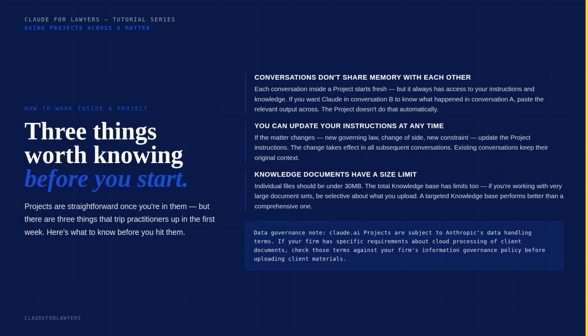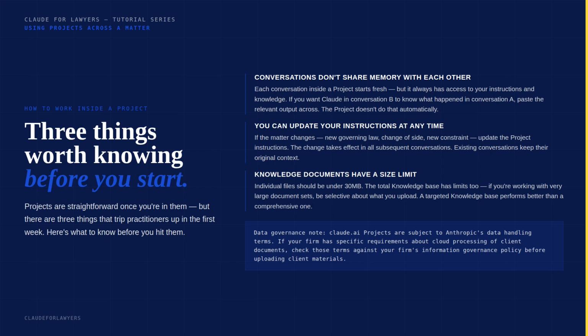3 things worth knowing before you start using projects on a real matter. First, conversations don't share memory with each other. Each conversation inside a project starts fresh, but it always has access to your instructions and knowledge. If you want Claude in conversation B to know what happened in conversation A, paste the relevant output across. The project doesn't do that automatically. Instructions and knowledge are shared. Conversation history is not.